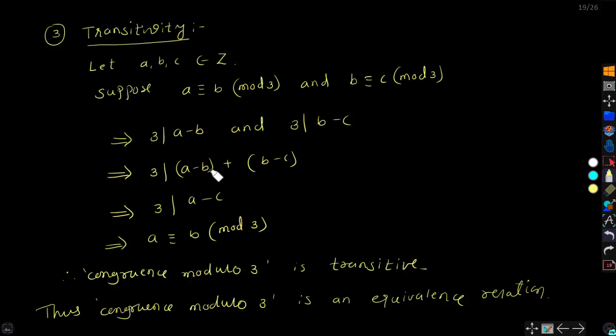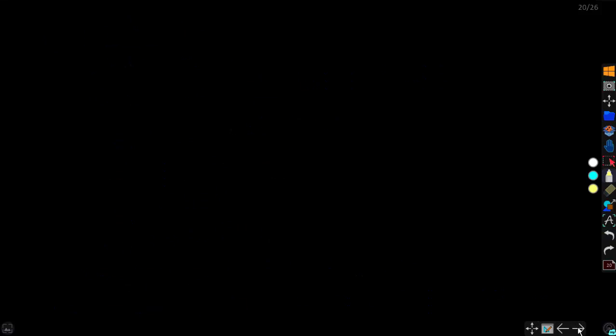So 3 divides (a minus b) plus (b minus c). So b cancels with minus b. So 3 divides a minus c. This implies that a is congruent to c modulo 3. Thus congruence modulo 3 is transitive. From 1, 2 and 3, this congruence modulo 3 is an equivalence relation. Just replacing n by 3, you will get the same thing, that is, congruence modulo 3 is an equivalence relation.